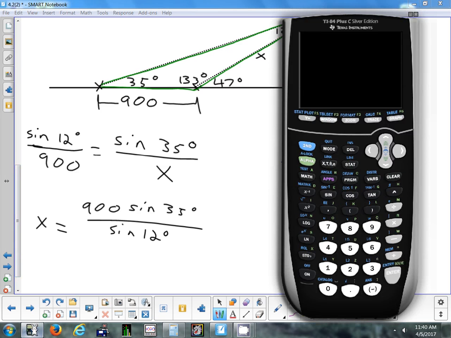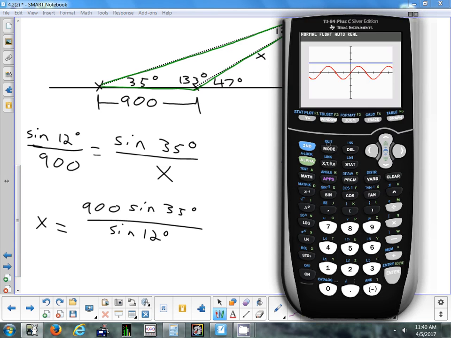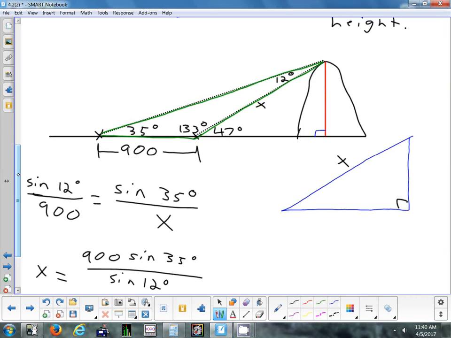Just type it in. 900 sine 35 divided by sine 12. Okay, so I got about 2,482, let's just say 0.9. So 2,482.9. Okay, and I'm going to label that right here.